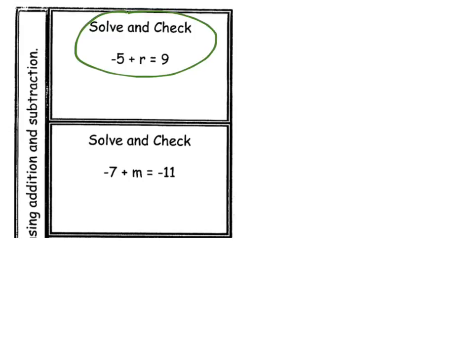Are you ready? Okay. So right now, I'm either adding a negative 5 or I'm subtracting 5. Whichever way you want to think about it, doesn't matter. It'll work both ways. So I'm going to add 5 to both sides. Negative 5 plus 5 gives me 0, so I'll leave that blank. I'll just cancel it out. R plus nothing, well, it's going to give me R, equals 9 plus 5 gives me 14.